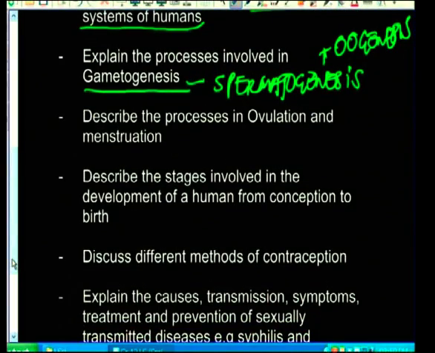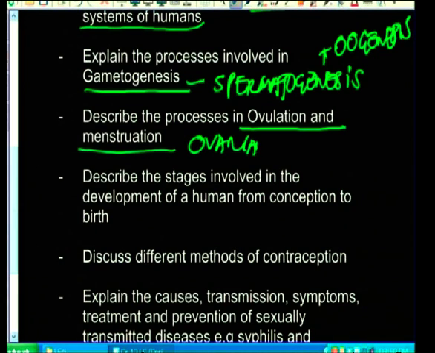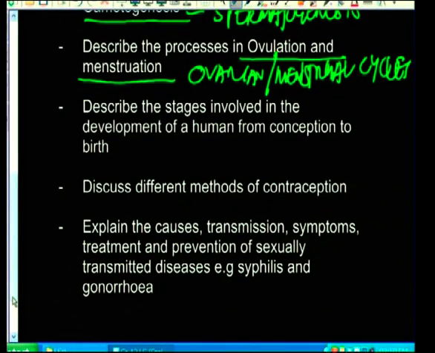Further, you must describe the processes in ovulation and menstruation. In other words, you must be able to talk of the ovarian and menstrual cycles in detail. Describe the stages involved in the development of a human from conception to birth.